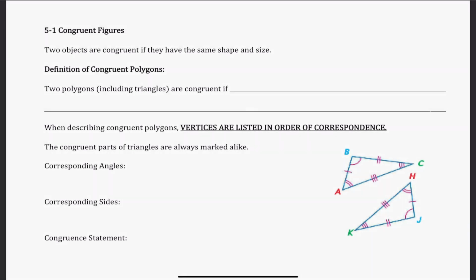Alrighty, 5-1. Congruent figures. Two objects are congruent if they have the same shape and size. So here's the definition of congruent polygons.